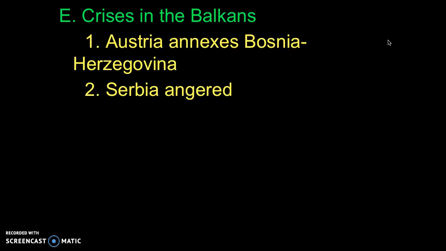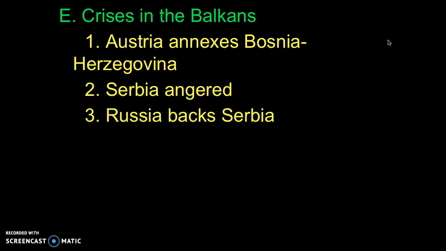And so now Serbia is angry because they wanted it because it has Slavs inside. They want to unite all the Slavic people. Now they can't because Austria snatched up this territory. So Serbia gets really angry at Austria. Now Russia backs up Serbia because Russia views itself as the defender of all Slavic people, because the Russians are Slavs as well, and they kind of view themselves as the big brother of all Slavic people. So they back Serbia. Right?